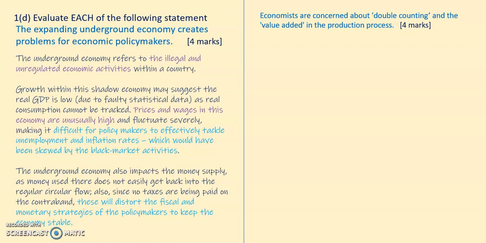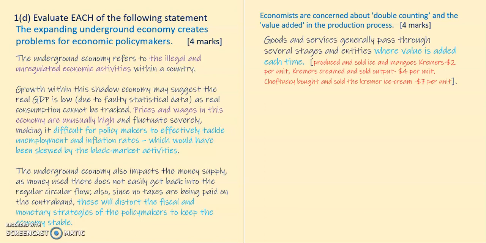All right. So let's come to this other one that says economists are concerned about double counting. All right. So we know that goods and services generally pass through several stages and for sure sometimes several businesses where value is added each time. In this little example, it says here, the country produced and sold ice and mangoes to creamers at $2 per unit. Creamers then creamed the ice and the mangoes and sold the output at $4 per unit. Chef Tucky bought and sold that creamer ice cream mix for $7 per unit. And let's say they're the last people in the chain, right? So they sell to the consumers as ice cream.